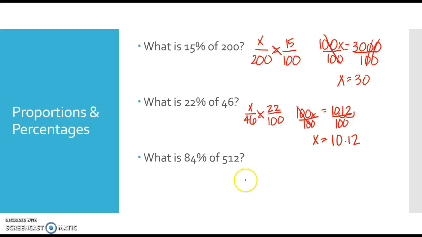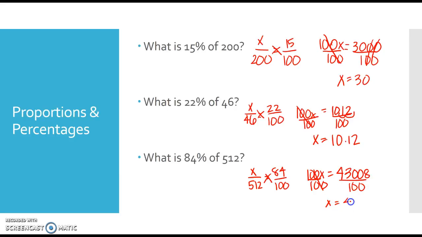And the last one, I want to know 84% of 512. So x over 512 equals 84 over 100. Cross multiply. So we get 100x equals 84 times 512, which is 43,008. Divide by 100. Move my decimal places 2 to the left. So 430.08 is 84% of 512.